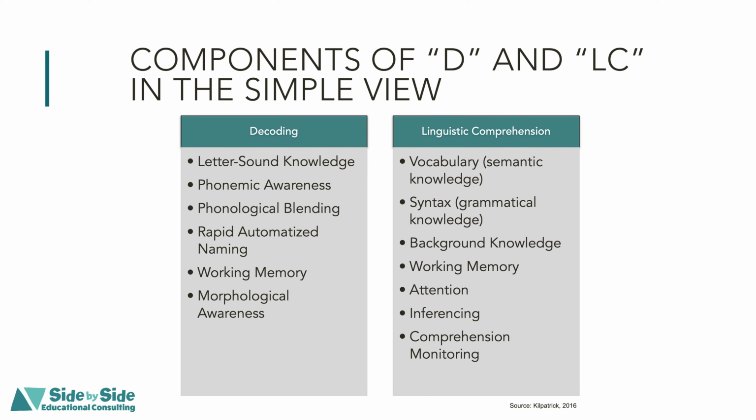When we think about linguistic comprehension, there are many components that impact that as well. One would be vocabulary or semantic knowledge, which is not just about definitions, but also understanding word networks and how that semantic knowledge really is an indication of what we know. Syntax or grammatical knowledge, which is understanding how sentences and our language work together. Background knowledge, working memory, attention, inferencing, and comprehension monitoring, which is the ability to know when we're understanding and when we're not, and when we're not understanding, how to problem solve that.